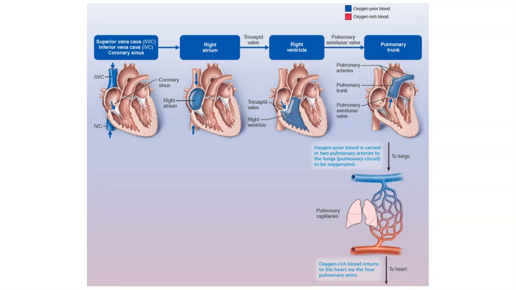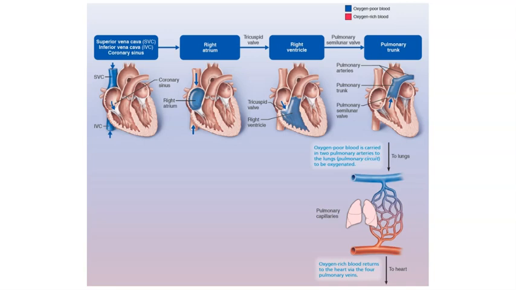So in summary here, recall that the right atrium is going to receive deoxygenated blood from three veins: the superior vena cava, the inferior vena cava, and the coronary sinus, even though the coronary sinus is not shown here in this diagram. The opening for it is shown, but the actual vein itself is not shown.